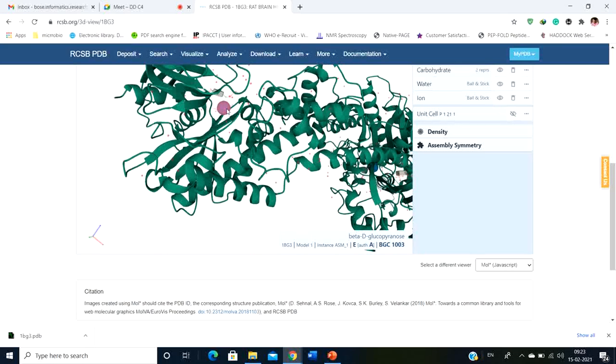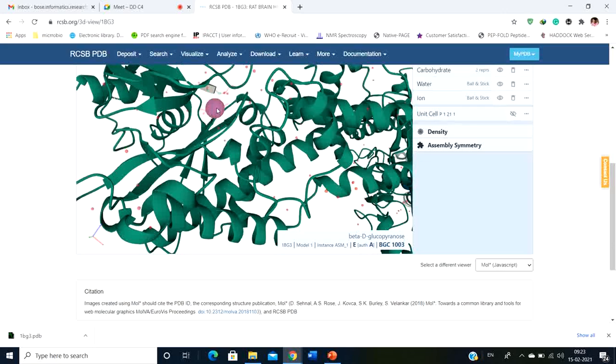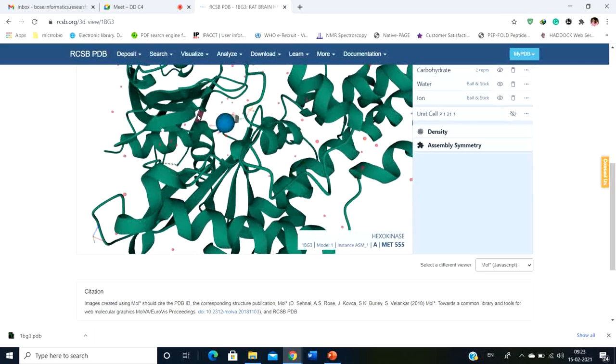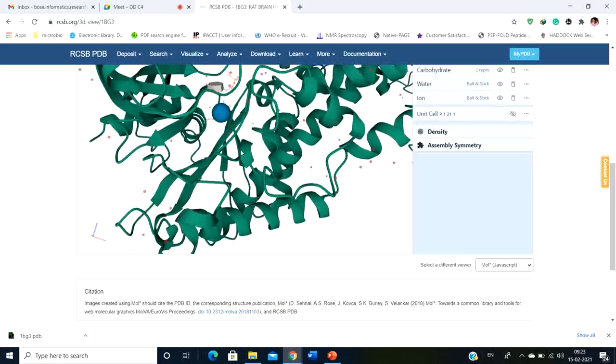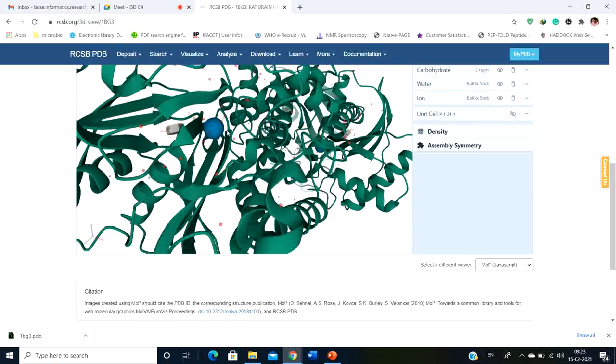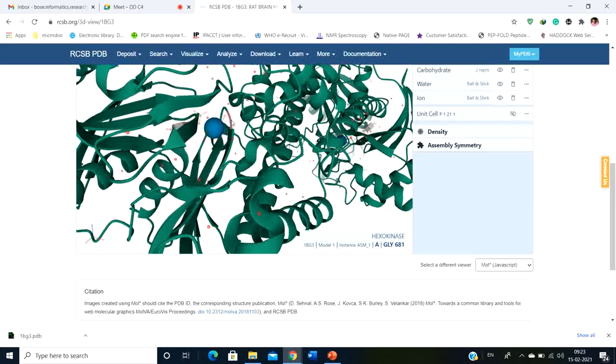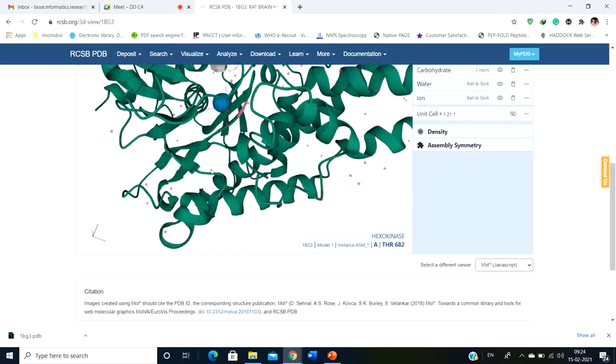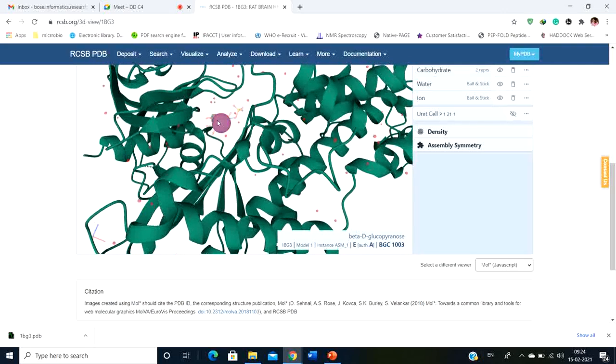See, this is the molecule. This BGC is the inhibitor, the glucose 6 inhibitor, the BG6. As I can see, this BG6 is placed in this particular portion, which means it is interacting with proline 605, it is near this region, and it is also interacting with glycine 681 or threonine 682. So these are the residues that this inhibitor is utilizing to bind to this hexokinase.